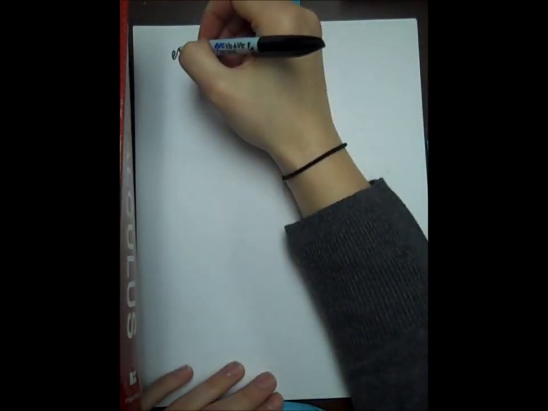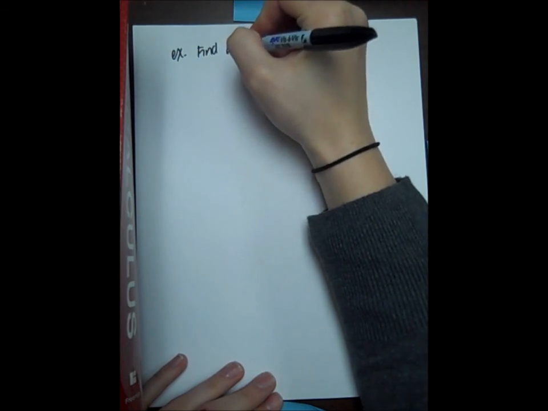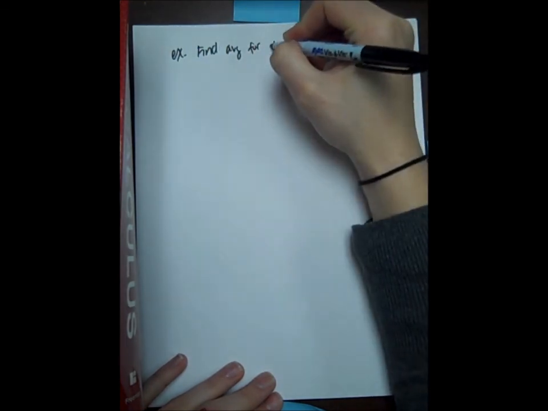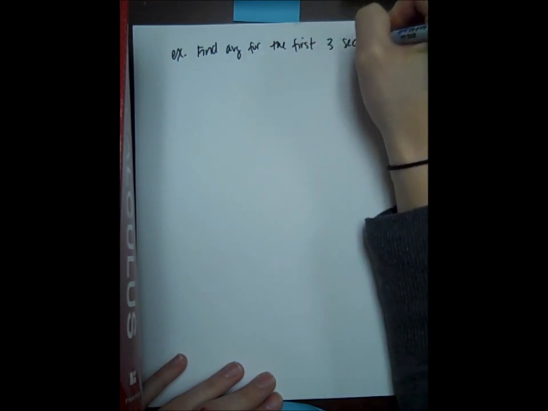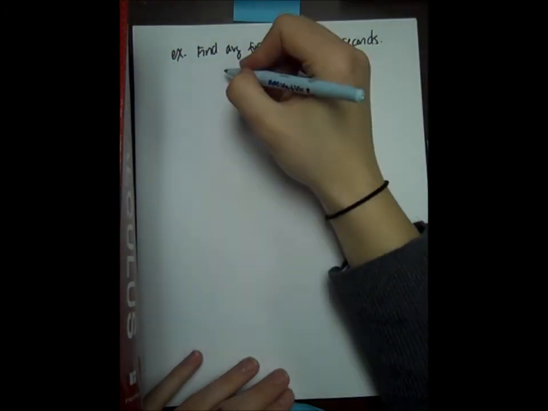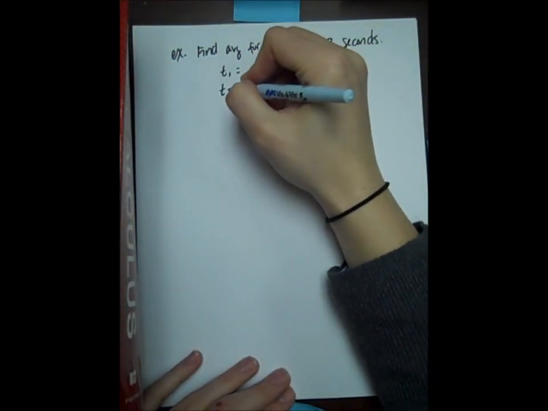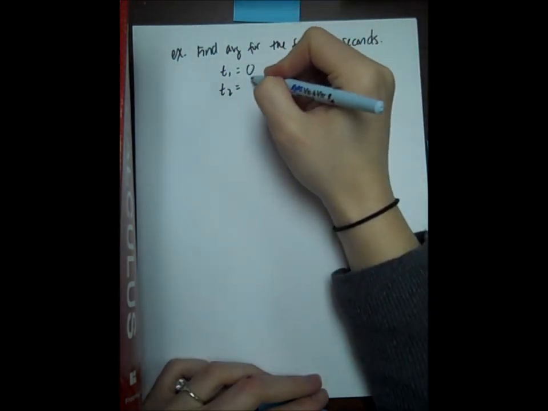Continuing on with this example, what if the problem said find the average velocity for the first 3 seconds? If we're trying to find the average velocity over the first 3 seconds, we need to know what our starting time and ending time are. So what's my T1 and what's my T2? Well, for the first 3 seconds, I'm starting at 0 and I'm ending at 3.